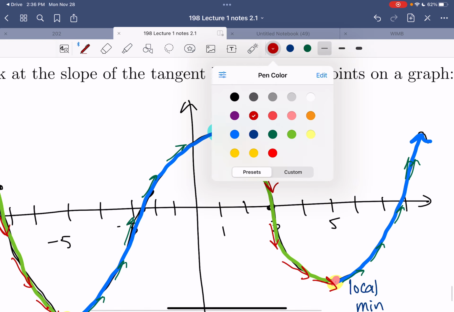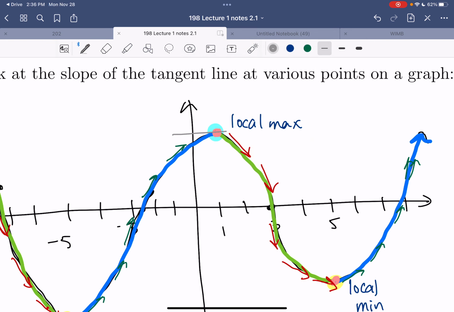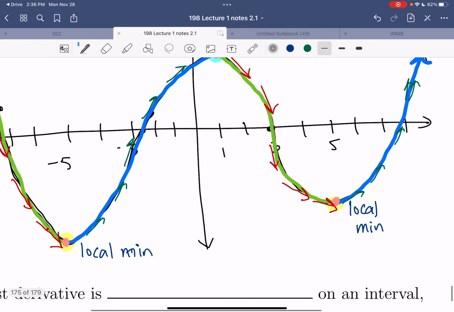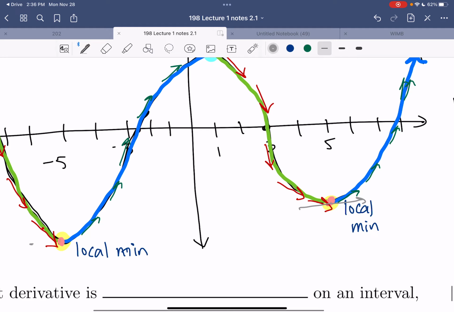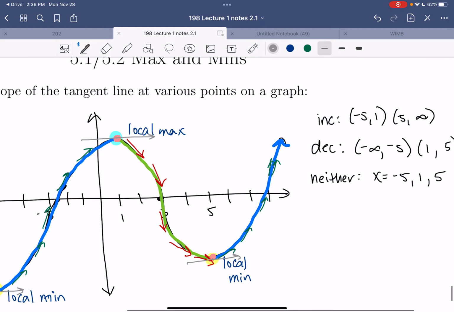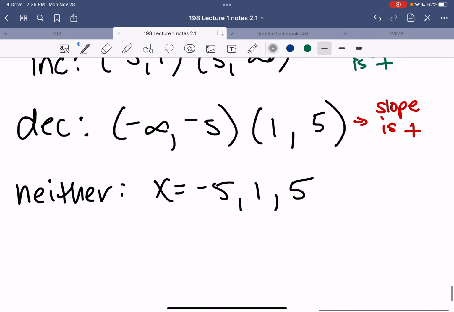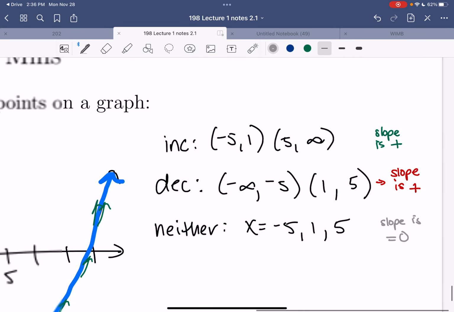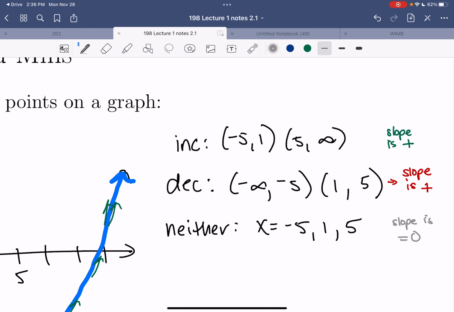Well, what we can say is, guess what? The slope here is 0. The slope of the tangent line at those points is 0. So the slope is equal to 0. So that's what's happening here, okay?